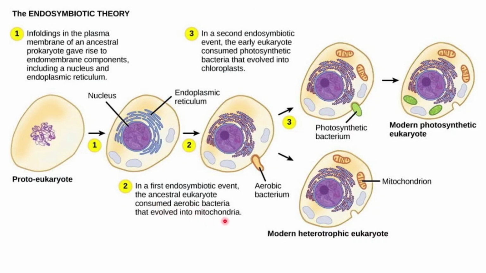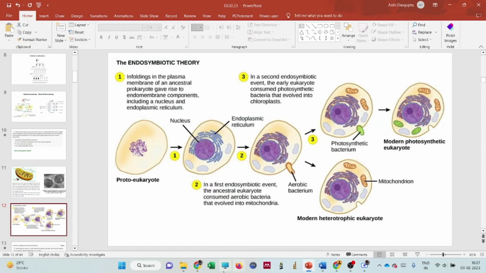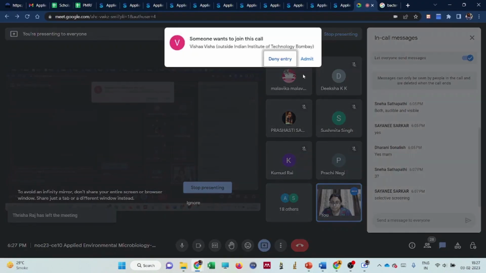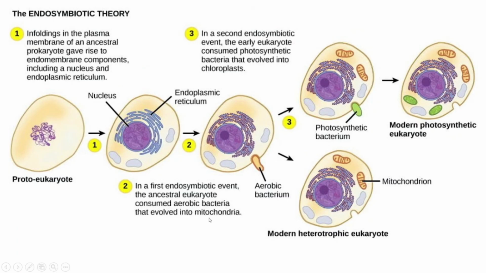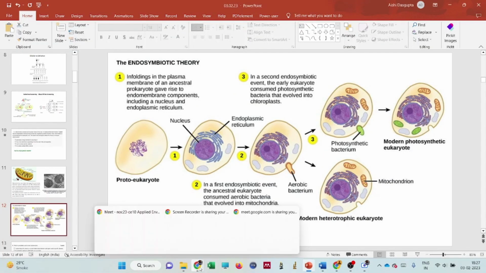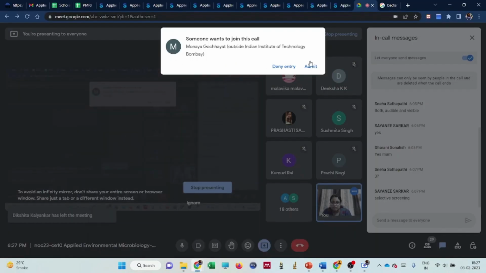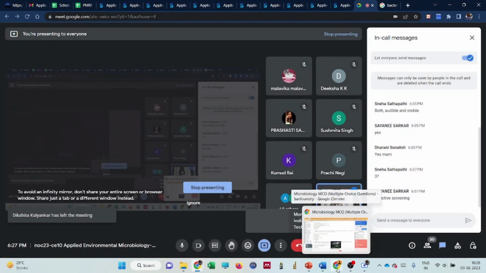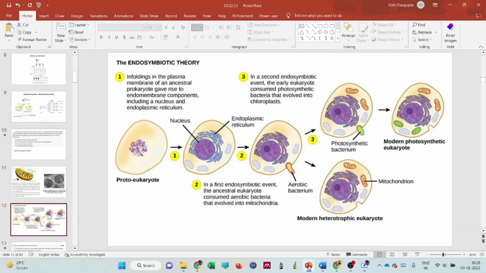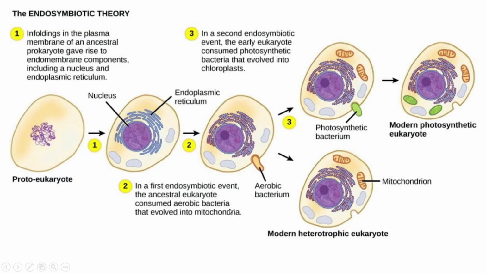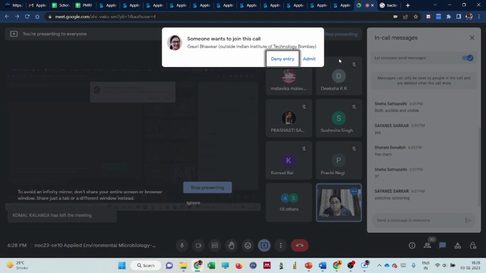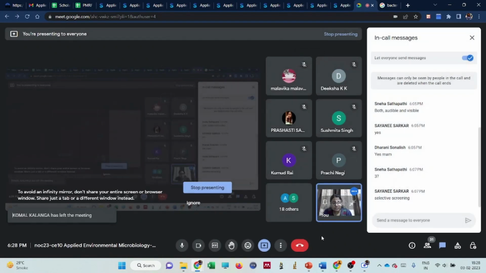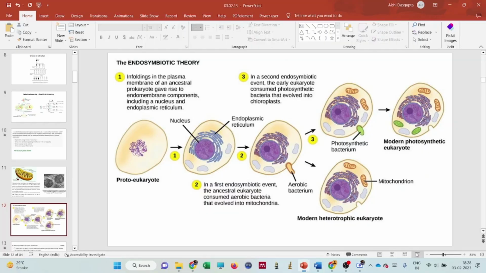So an aerobic bacteria which used to live outside independently was consumed by a eukaryotic cell. We know bacteria are prokaryotes. At some point of time, they were probably consumed by the eukaryotic cell, and this developed into the mitochondria through the process of evolution.